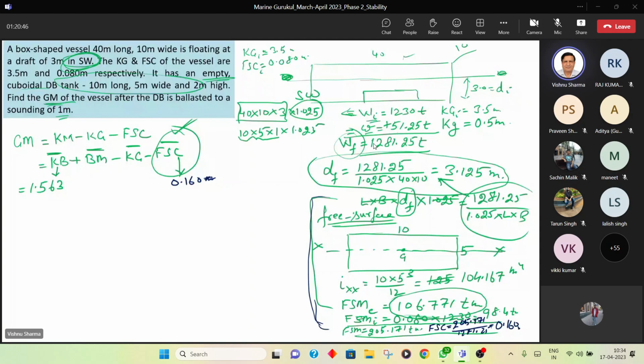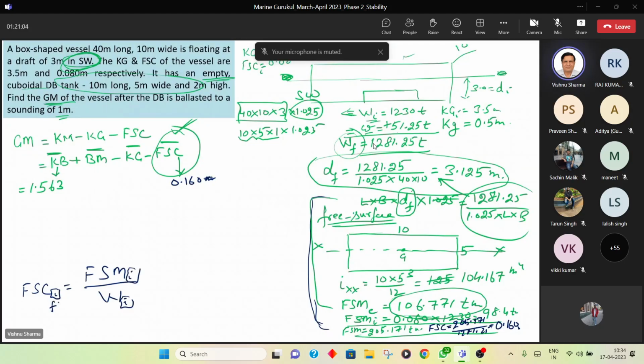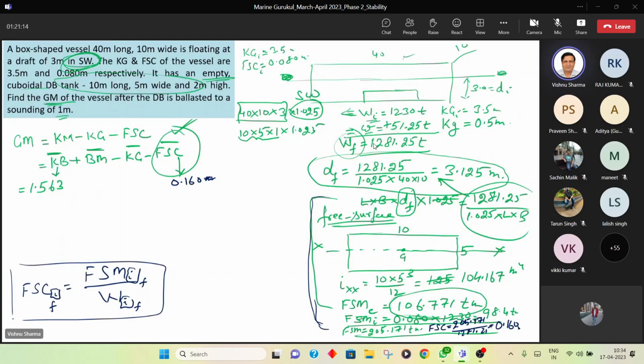Let me just write it here, beta. FSC will always be equal to FSM upon displacement. If this is initial, this will also be initial, and this will also be initial. If this is final, this will be final and this will be final. Is that clear, beta? Understood, sir. So please don't make that mistake. You cannot add FSCs. Any more questions on FSM? This FSC, final FSC, beta.